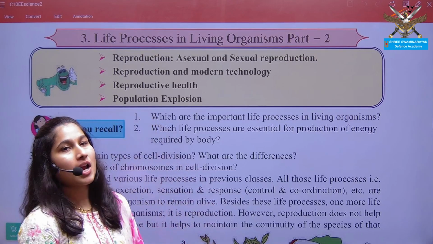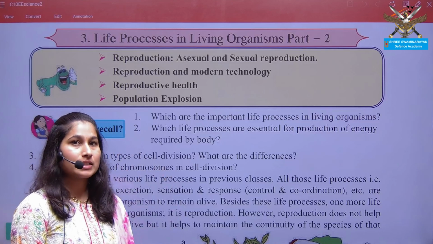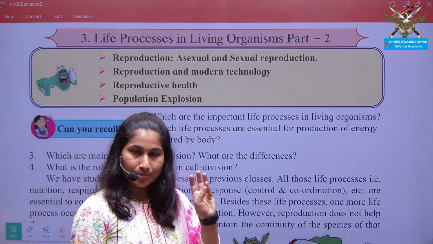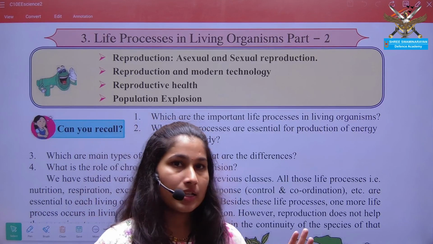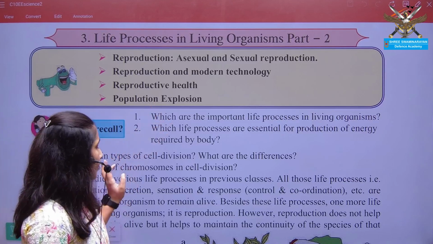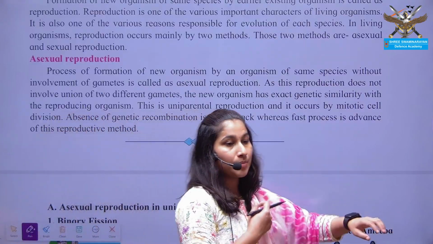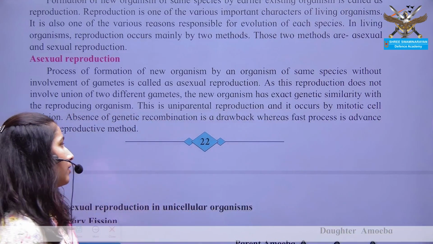Today we are going to start our new chapter, that is life processes in living organisms part 1. In that we are going to focus on types of reproduction, that is asexual and sexual, then reproduction and modern technology, reproductive health. And so by the term reproduction, what are the points that are coming to your mind?